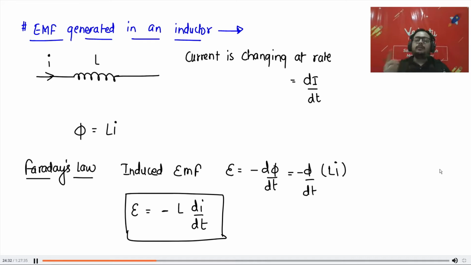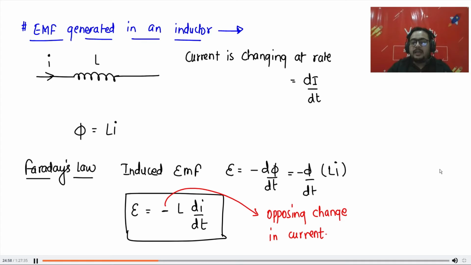If current through an inductor is changing at this rate, the EMF induced in the inductor is minus L di by dt. What is the minus sign showing? The minus sign is telling you it is opposing the change in current. If current is increasing in the inductor, it will try to decrease it. If current is decreasing in the inductor, it will try to increase it.